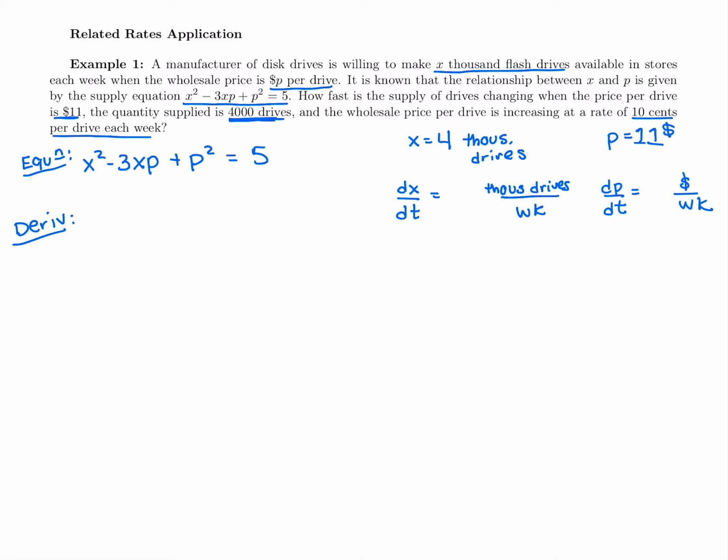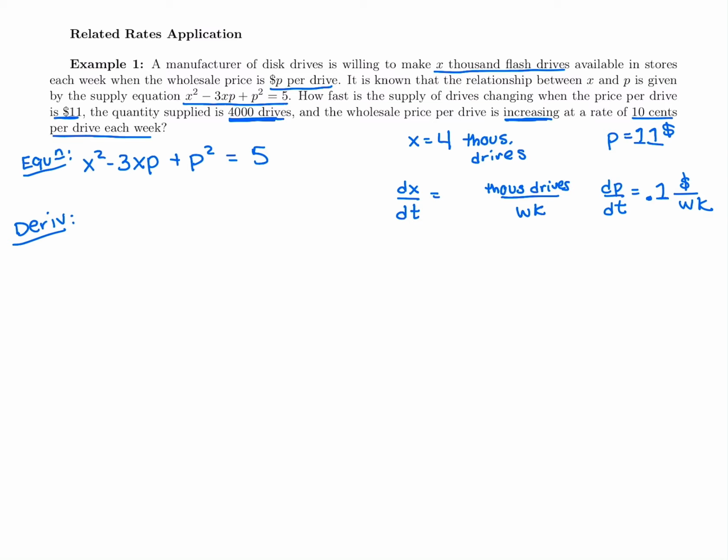And if I didn't take the time to do that setup with x, p, dx/dt, and dp/dt with those units, I would probably plug in some of these numbers wrong. For instance, x is 4, that stands for 4,000. And then the other thing is 10 cents per drive each week. Well, price is supposed to be in dollars, so instead of plugging in 10, I'm going to plug in 0.10, or 0.1 stands for 10 cents per week. And we want to figure out, is that derivative supposed to be positive or negative? Are we increasing our price or decreasing our price? It says increasing, so dp/dt is going to be a positive $0.1 per week.